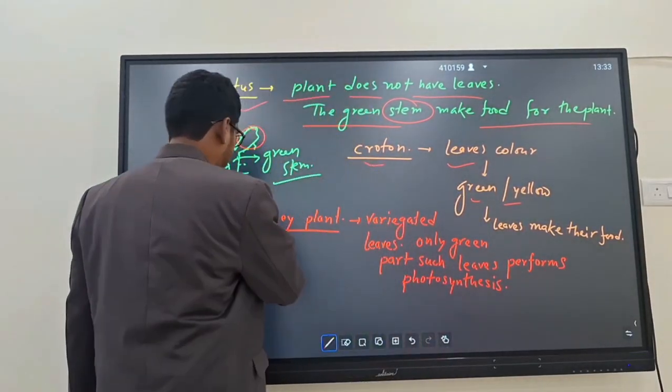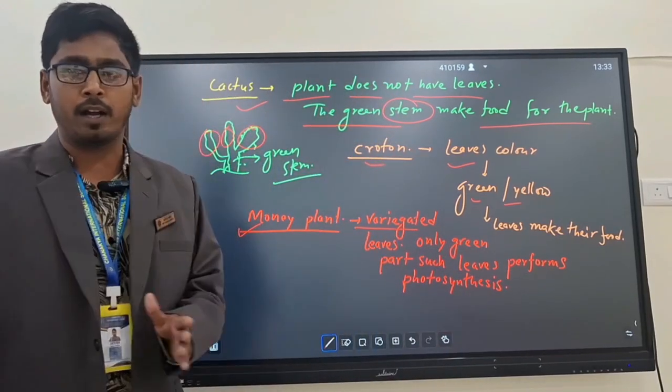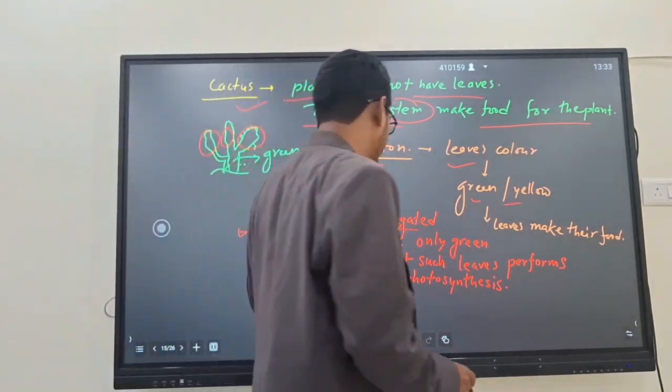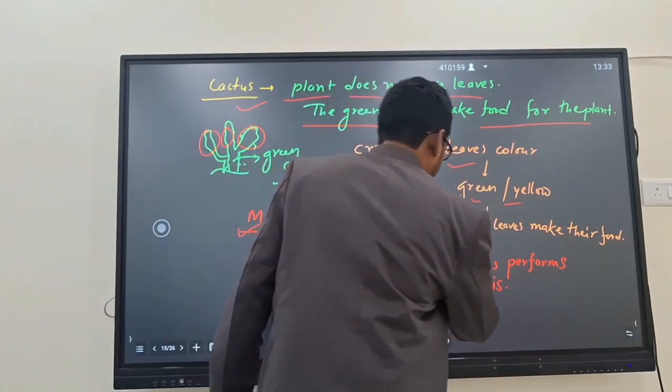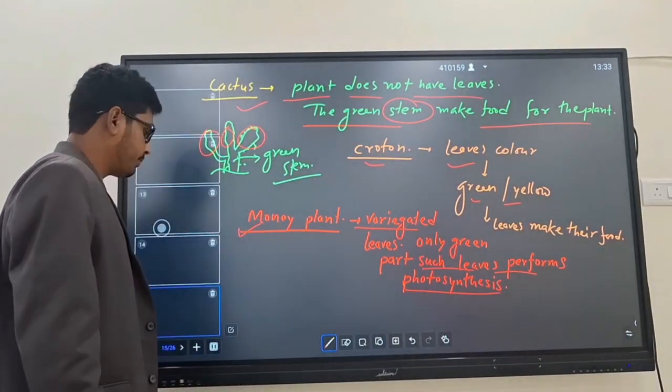And money plant has variegated leaves. Only the green portion can do photosynthesis. Okay. Next slide.